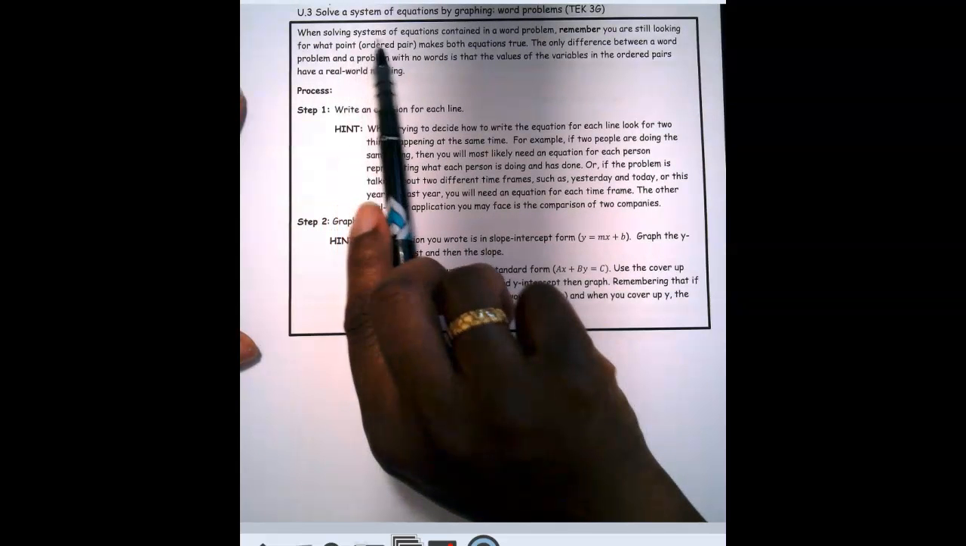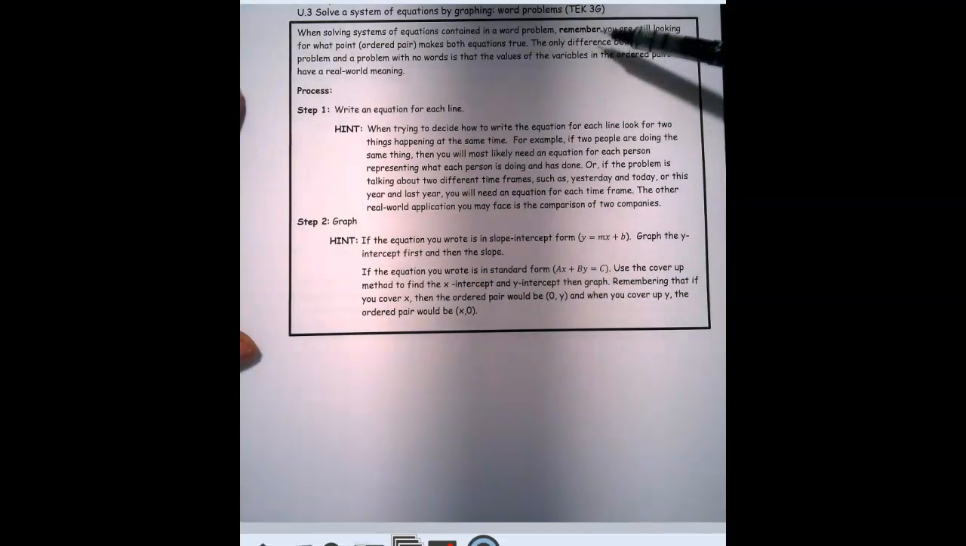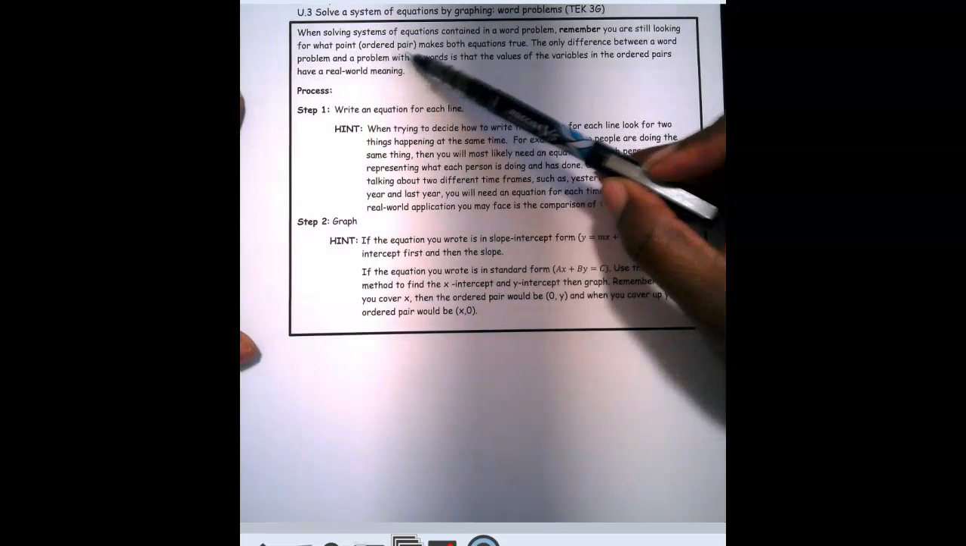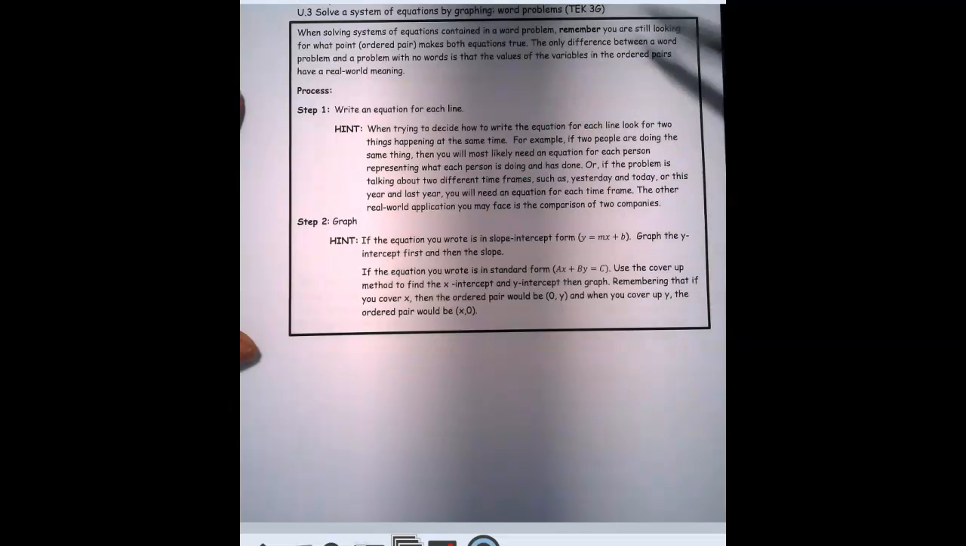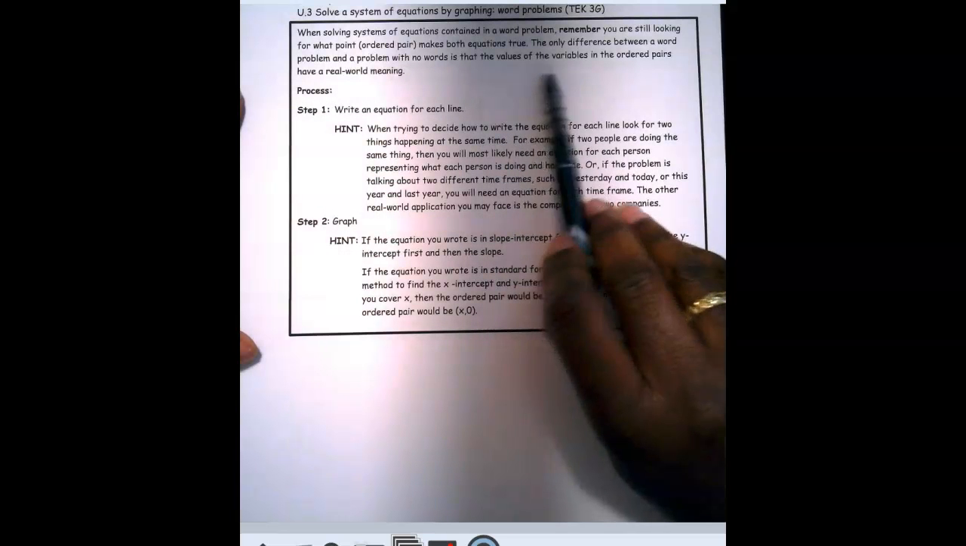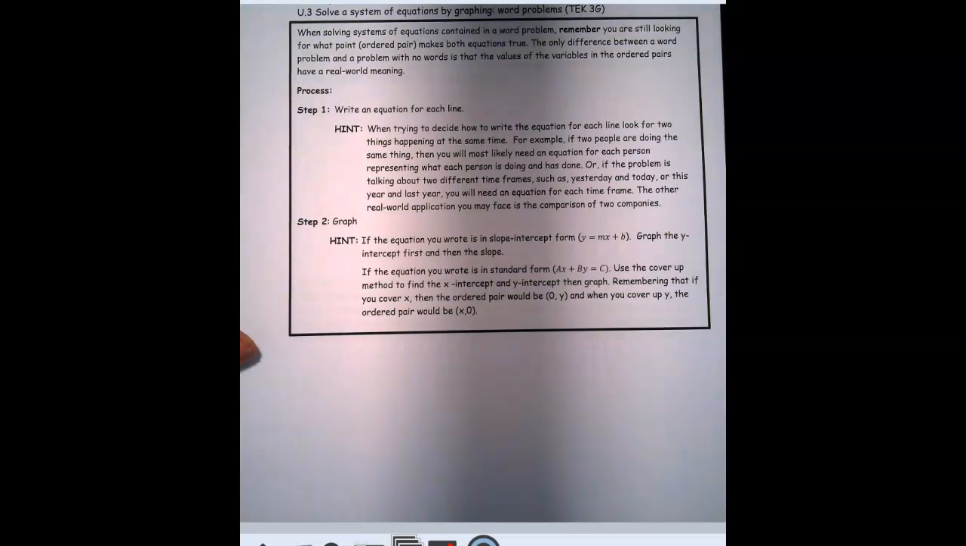When solving systems of equations contained in a word problem, the thing I need you to remember is that you're still looking for what point, given meaning the ordered pair, makes both equations true. The only difference between a word problem and a problem with no words is that the values of the variables in the ordered pairs have a real world meaning. So your process is the same, it's just that now you're going to have to say what the x value means and what the y value means.